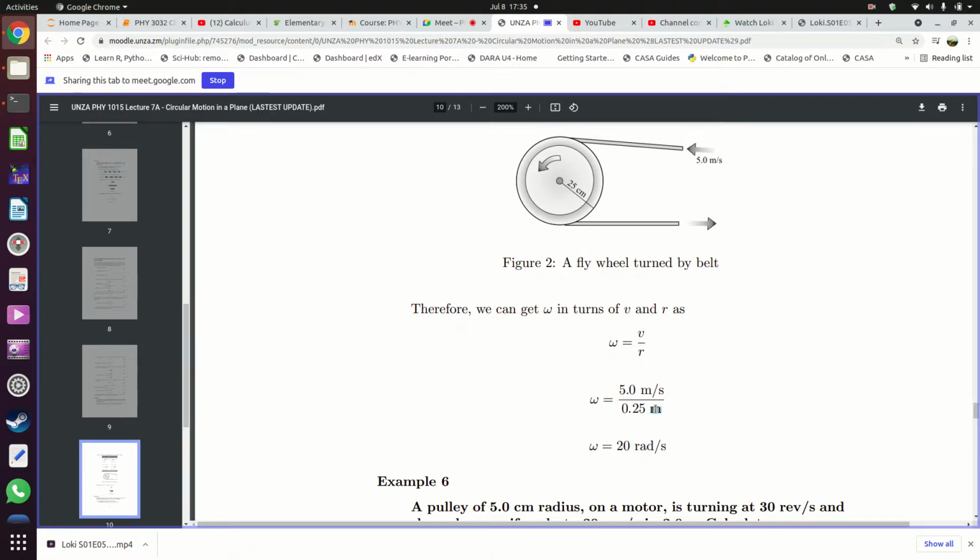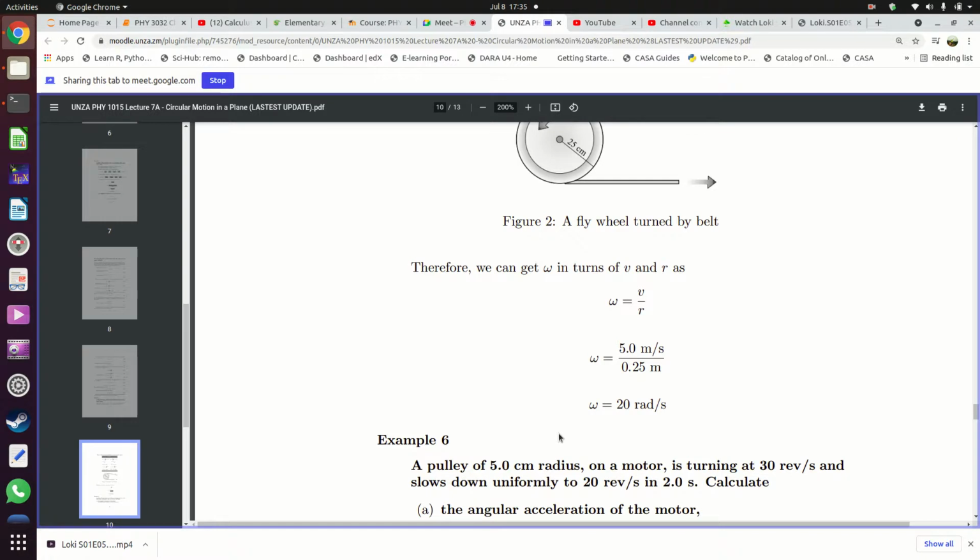Again, this meter and this meter are going to cancel out. So if the meter, which is a unit for distance, cancels out, then what's going to remain is a radian. A radian also measures distance, but it measures distance in an angular way. So you end up having your angular velocity as 20 radians per second. This is how fast it's turning. So every second it covers 20 radians. Is that clear?